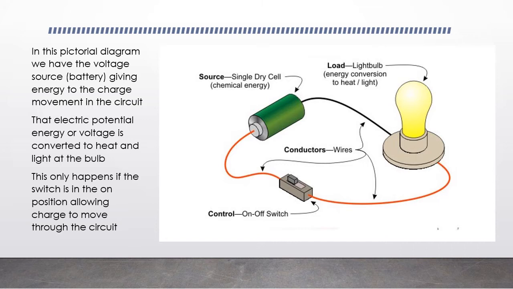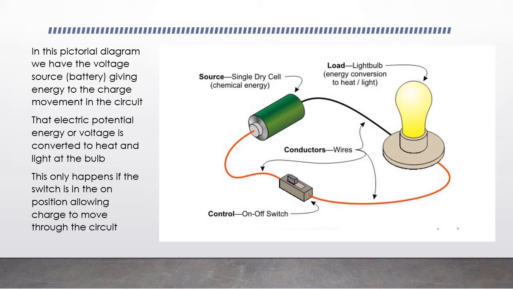So here's a pictorial diagram of the whole thing. We have a voltage given by the battery. It's giving charge to cause electrons to start to move through the entire circuit. At the load, this is a resistance. That light bulb is converting that energy from the battery into heat and light.